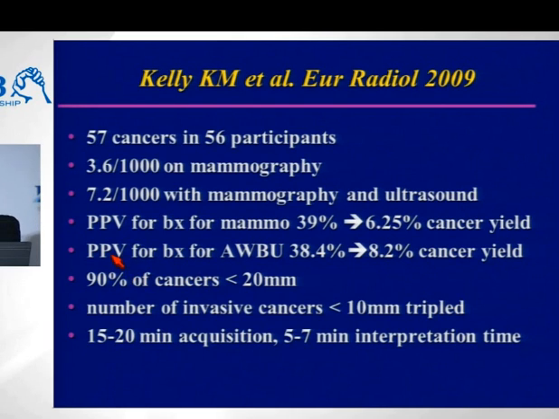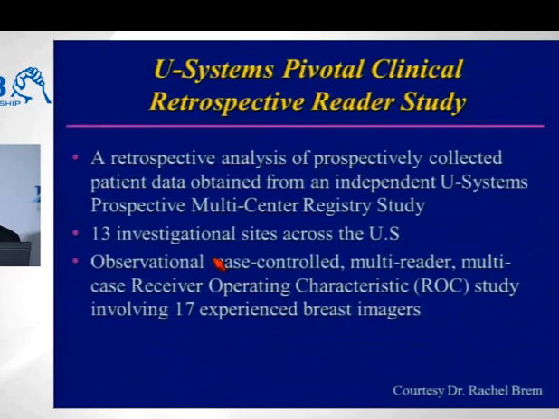One thing interesting about this study was that the PPV for biopsy was pretty high, 38%. 90% of the cancers were less than 2 centimeters in size, but the number of invasive cancers less than 10 millimeters tripled. That's what we want to find, small, invasive, node-negative cancers. And this technique required a 15 to 20-minute acquisition time and a 5 to 7-minute interpretation time.